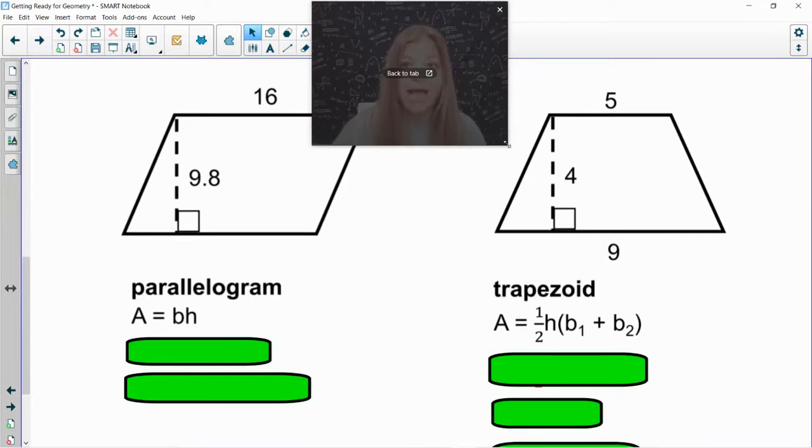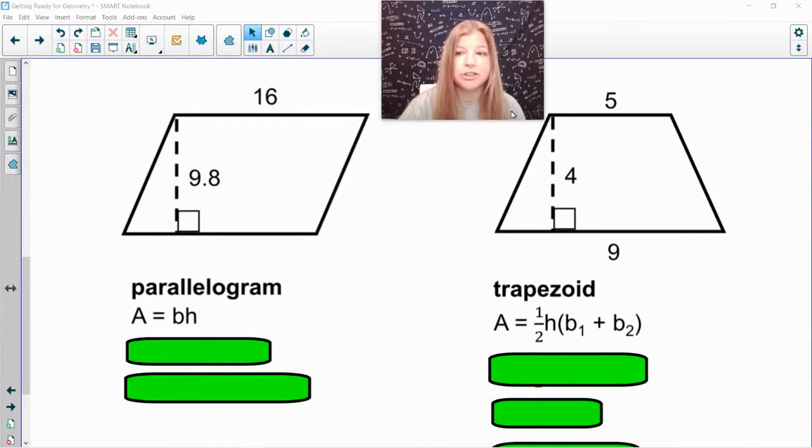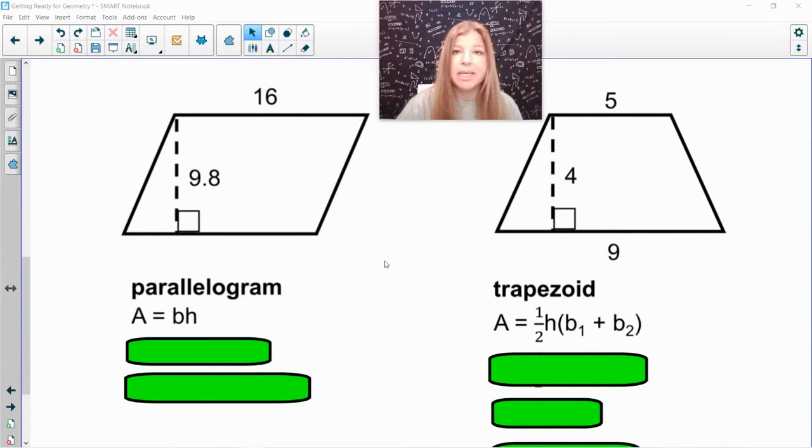Next two, I have a parallelogram and I have a trapezoid. So parallelogram is basically the same area formula as a rectangle. Instead of length times width though, it's the base times the height. Now we just saw base and height being used for a triangle, and that's because a triangle's formula is really half of a parallelogram. It's interesting.